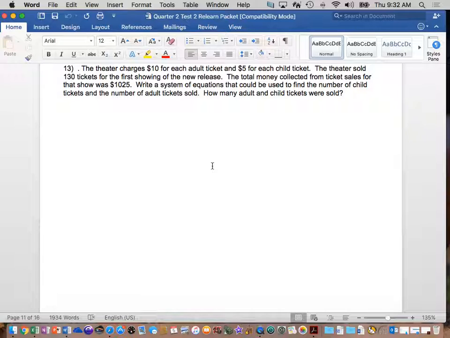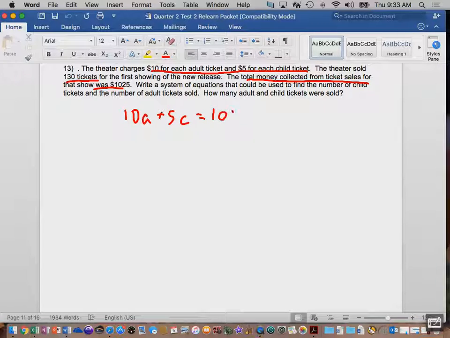Okay, theater charges $10 for each adult ticket, $5 for each child ticket. Theater sold 130 tickets during the show. When we do this question, I think it makes a whole lot of sense to underline the important stuff. $10 each adult, $5 each child ticket. Sold 130 tickets. Total money was $1,025. So if every adult ticket costs $10 and every child ticket costs $5, then 10 times the adult plus 5 times the child has got to equal $1,025. And let's cross that off because we've used it.